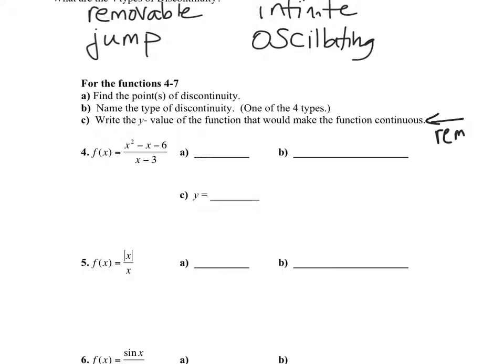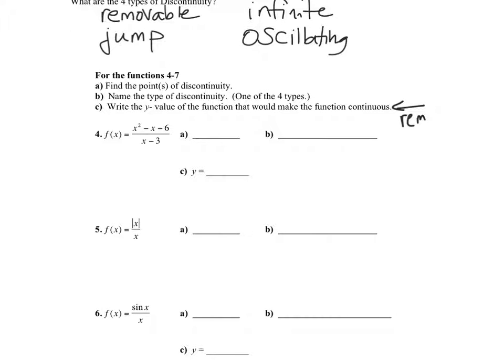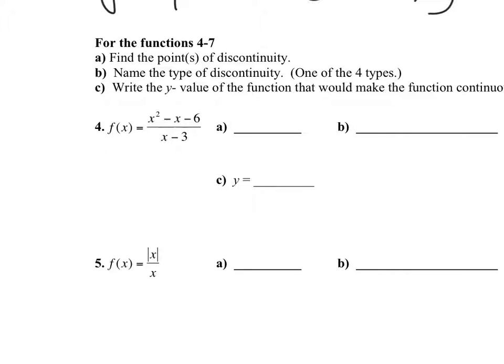Okay, if it's infinite or a jump, you can't make a y value to make it continuous. It's only for a hole in the graph that works for. So let's graph this. First of all, can you tell where it's going to be a problem? At x equals what? X equals 3. That's going to be a problem. So you graph it.